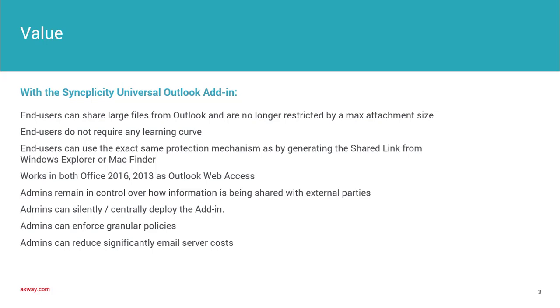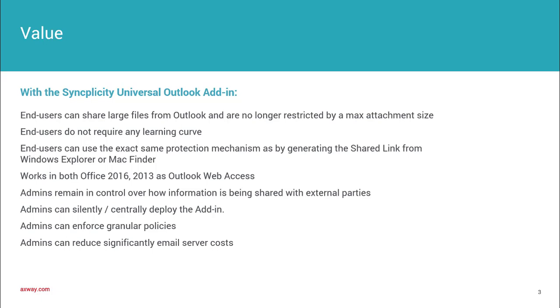End users can now use the exact same protection mechanism as if they would generate a shared link from Windows Explorer or Mac Finder. And of course, this works in both Office 365, Office 2016, 2013, as also the web client of Outlook. From the other hand, IT remains in control over how information is being shared and also can now have more control how information is being shared with external parties.